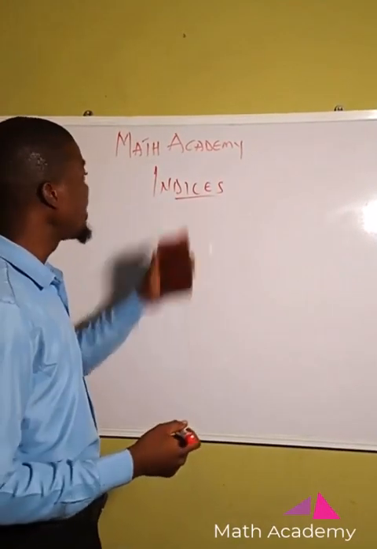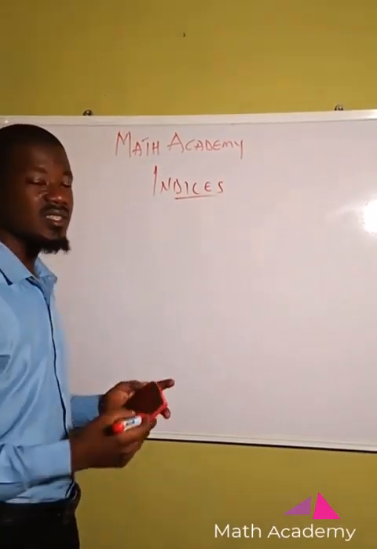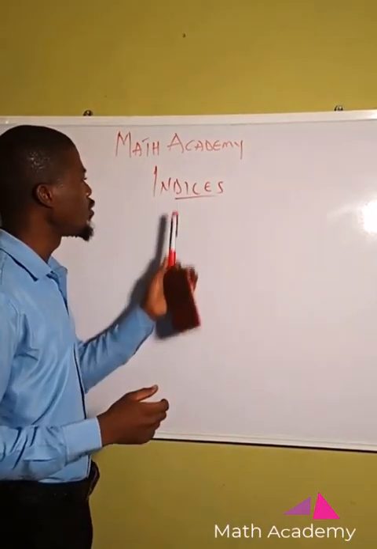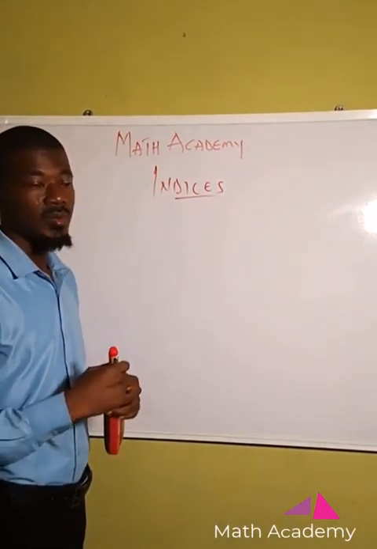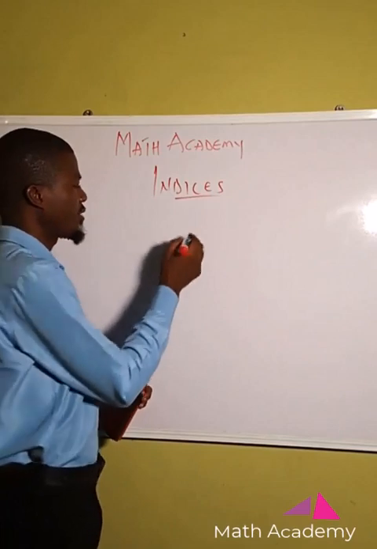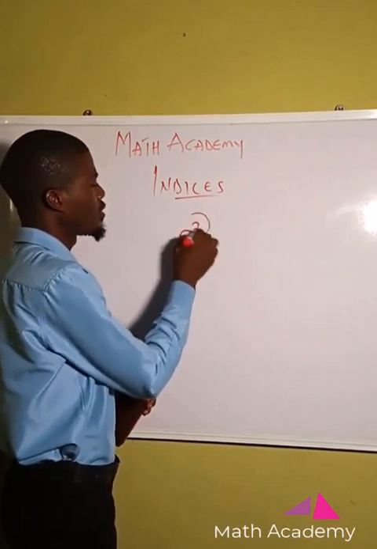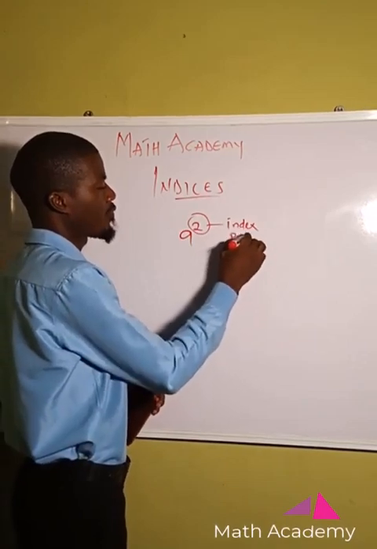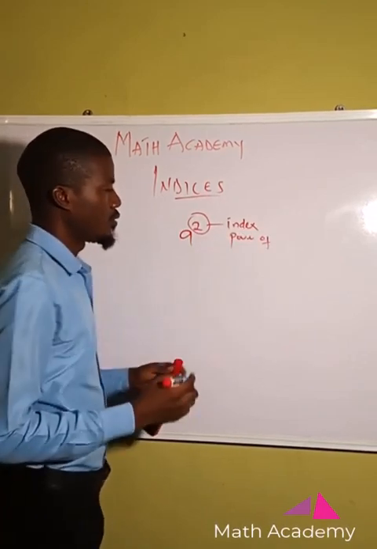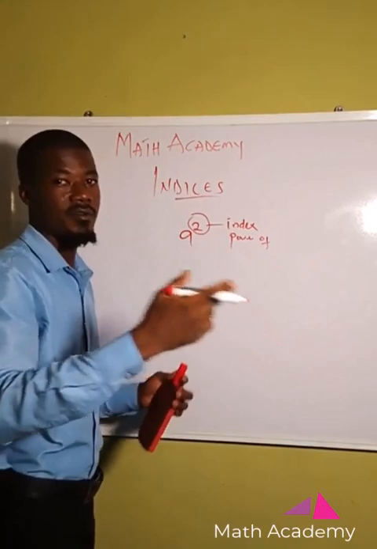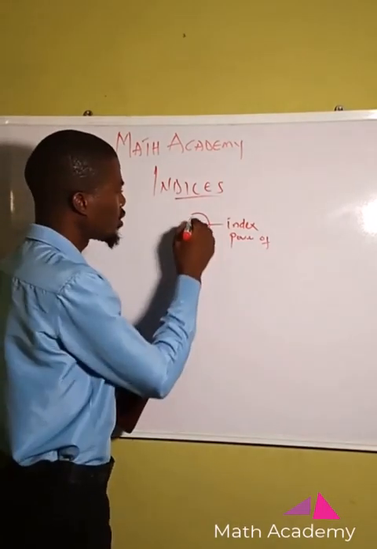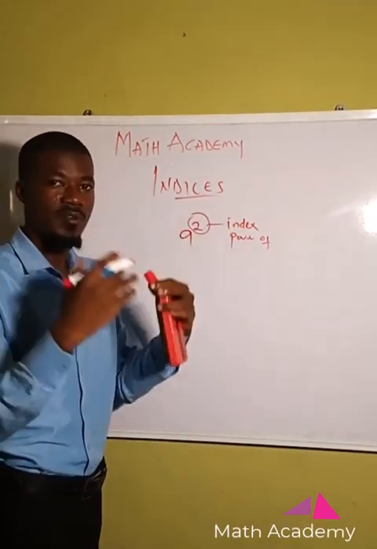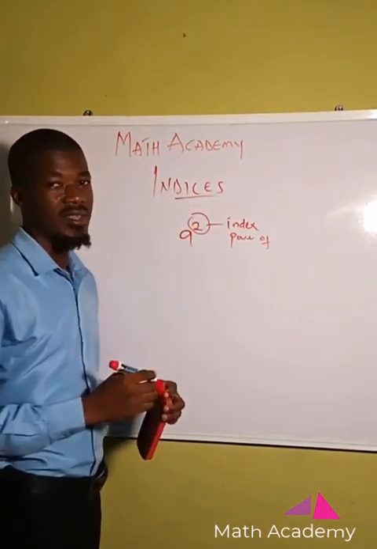Okay, so we are looking at indices today, and indices is the plural of index. What do we mean by index? Places where we have, for example, a raised to power 2. This one here is called an index. Some people will call it power of, some people call it raised to the power of, and so on. So this is called index. Now the plural form is what is known as indices.